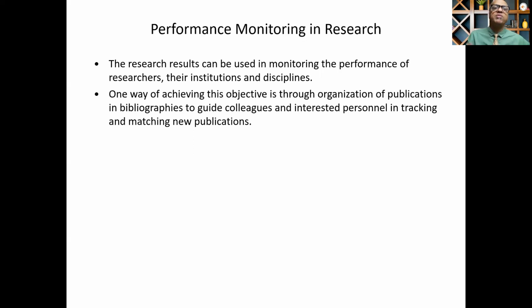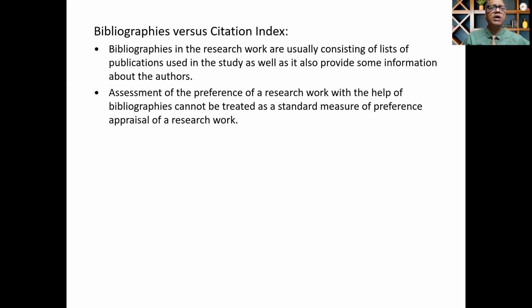And performance monitoring in research, very important. Research results can be used in monitoring the performance of the researchers, your institutions, and disciplines. One way of achieving this objective is through organization, publications, and bibliographies to guide colleagues and interested personnel in tracking and matching new publications. You have to do bibliographies and also citation.